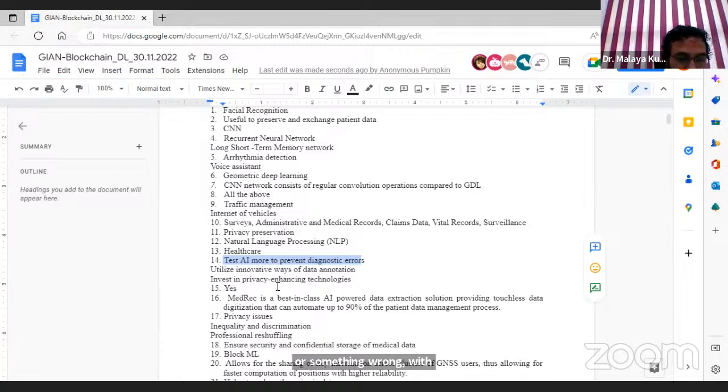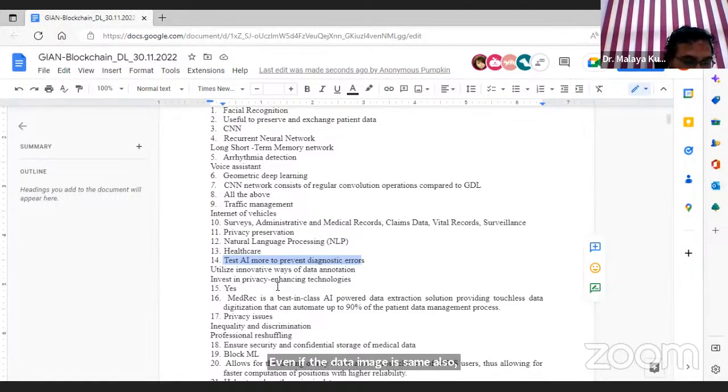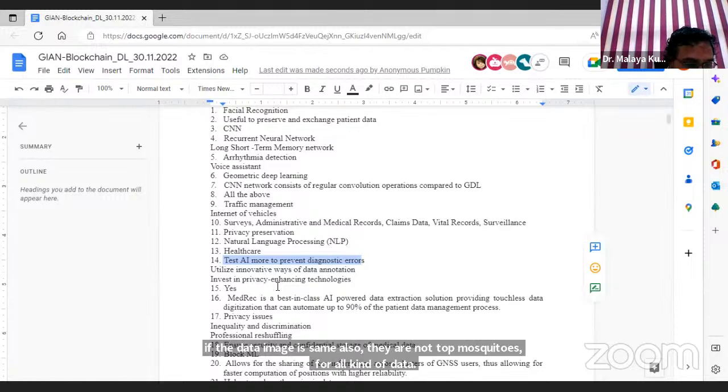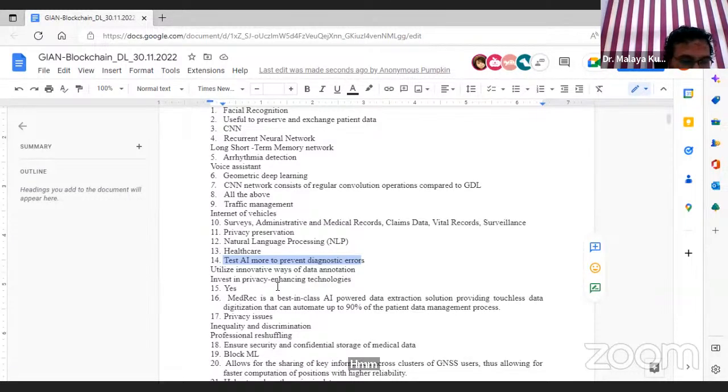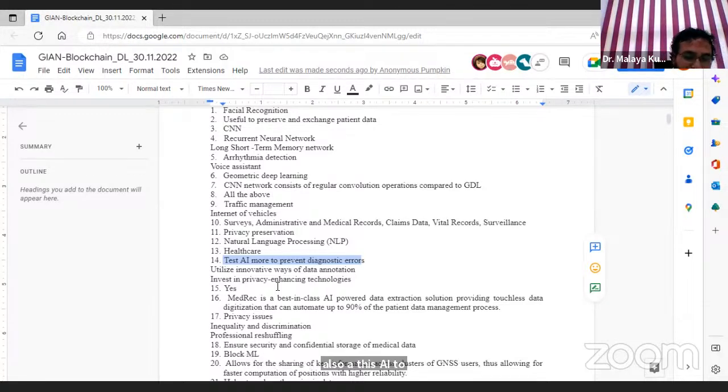So prediction or classification results in specific healthcare input, and lack of trust is there. Lack of trust is one of the challenges. It is just like a black box. Some models work fine for one kind of data, some models work fine for another kind of data. Even if the image data is the same, they are not suitable for all kinds of data. As well as, knowledge sharing among researchers and clinical experts has information privacy issues. So information privacy is also a challenge for using AI in healthcare.